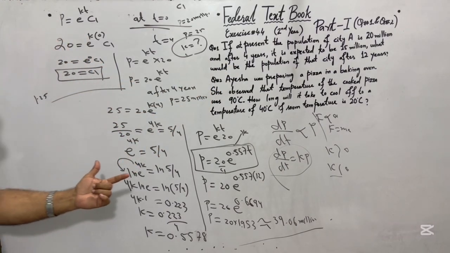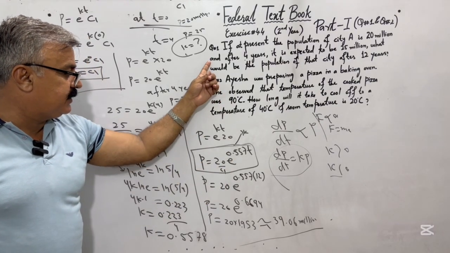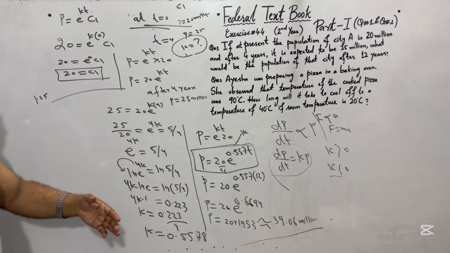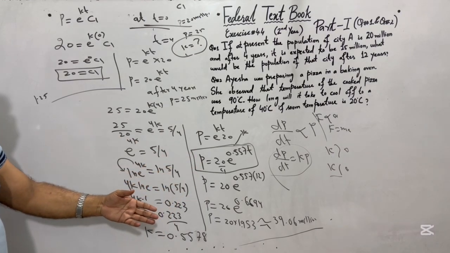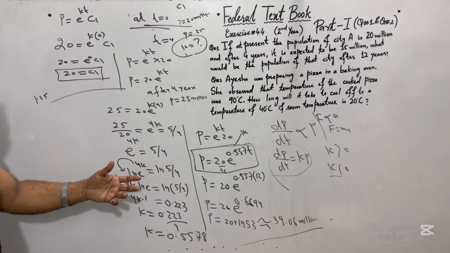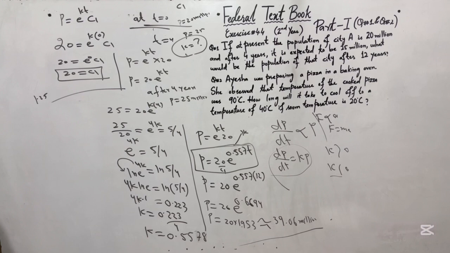Now we are all set. That's our equation of the population increase according to this question. If it is asked after 12 years, put t equal to 12. After 15 years, insert t equal to 15. After 2 decades, 20 years, and whatever the case is, it is our solution. Moving towards the next question.